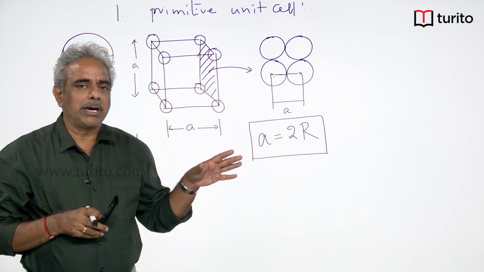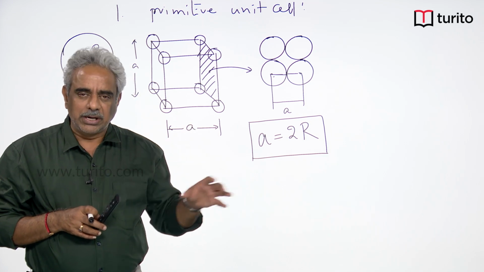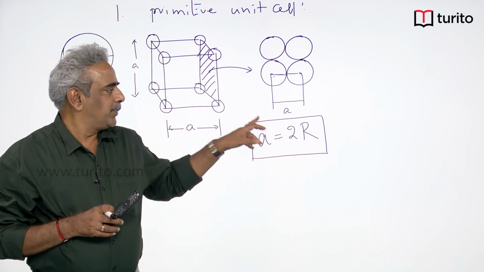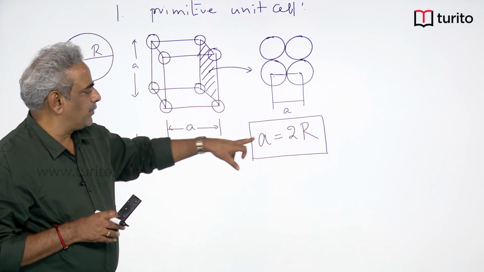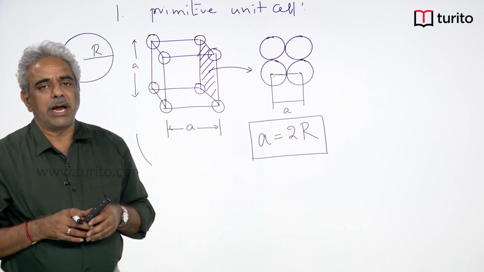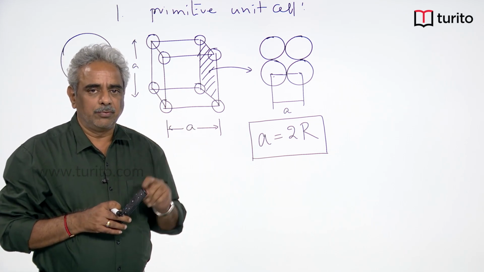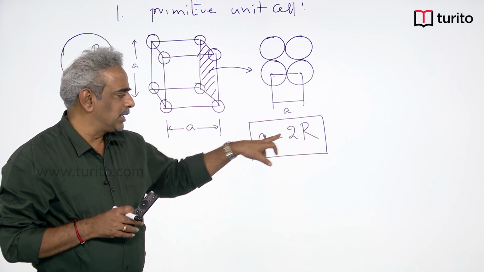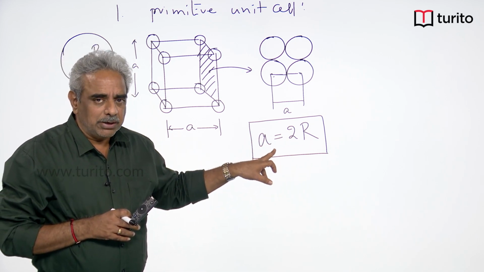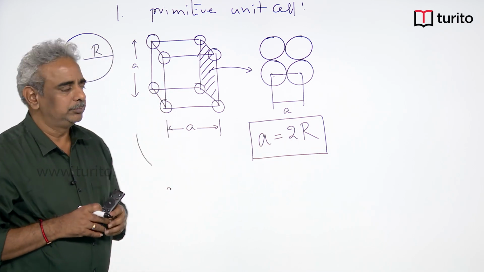This is a very important relation you should always derive out of any unit cell. This being a primitive unit cell, the edge length is given by 2 radii of the spheres. This is one aspect we derive. One more point, actually this is a relation between what? The edge length of the unit cell and the radius of the sphere which is making the unit cell.